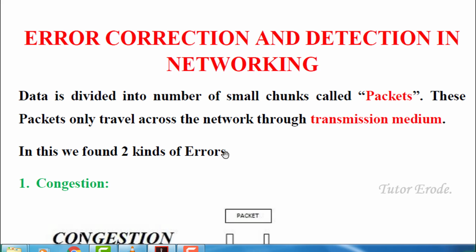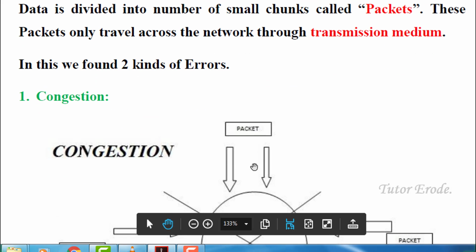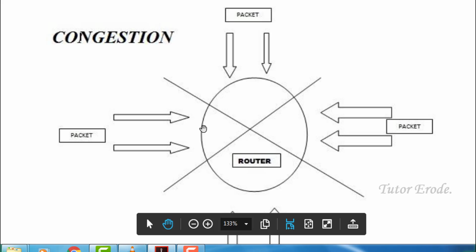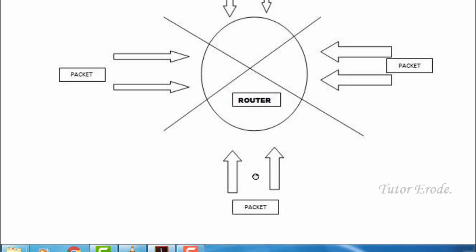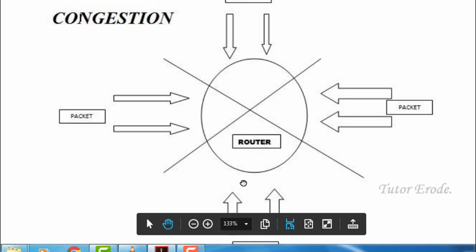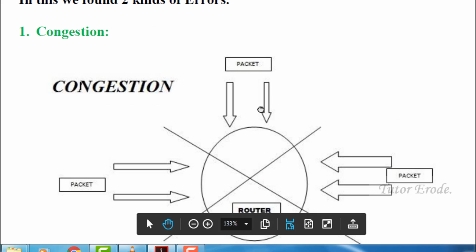First one is congestion. Congestion is nothing but when a router receives many packets at the same time from various sources. Due to this situation, the router buffer gets filled. So the router can't accommodate all the packets at the same time, so it discards some packets. This is known as congestion.